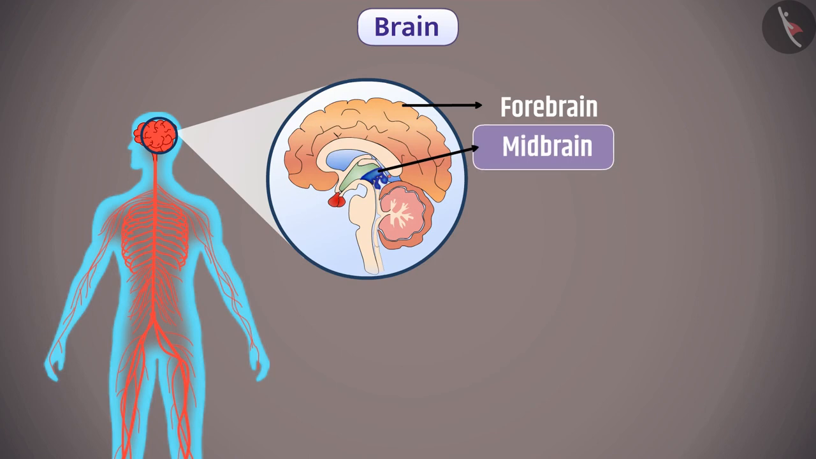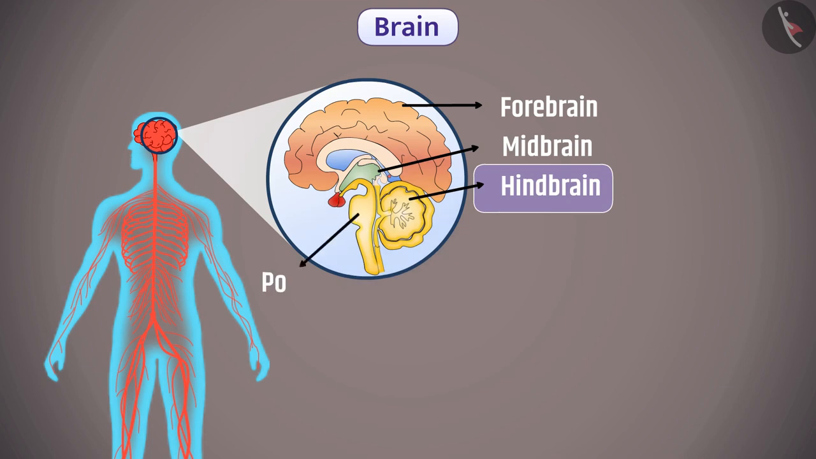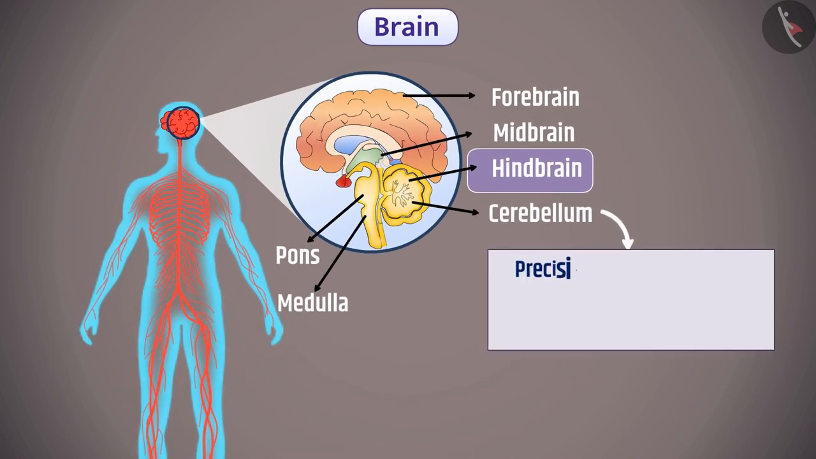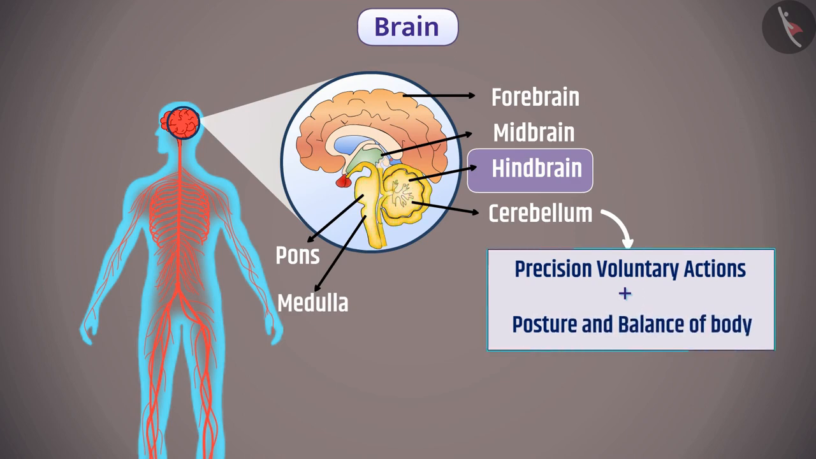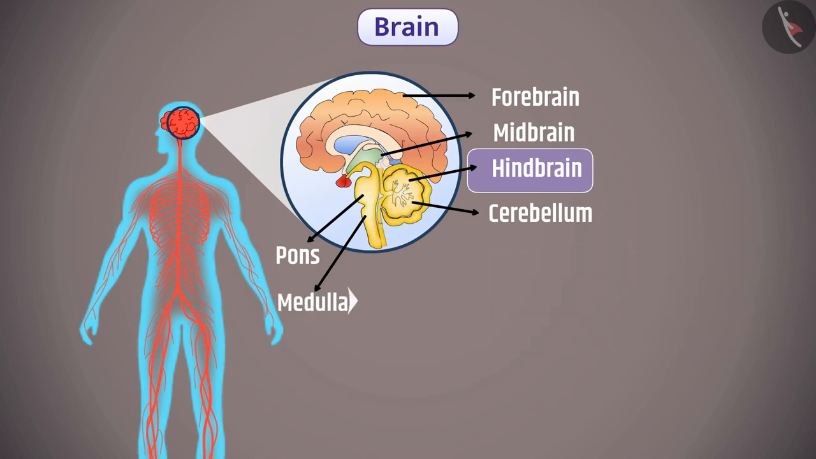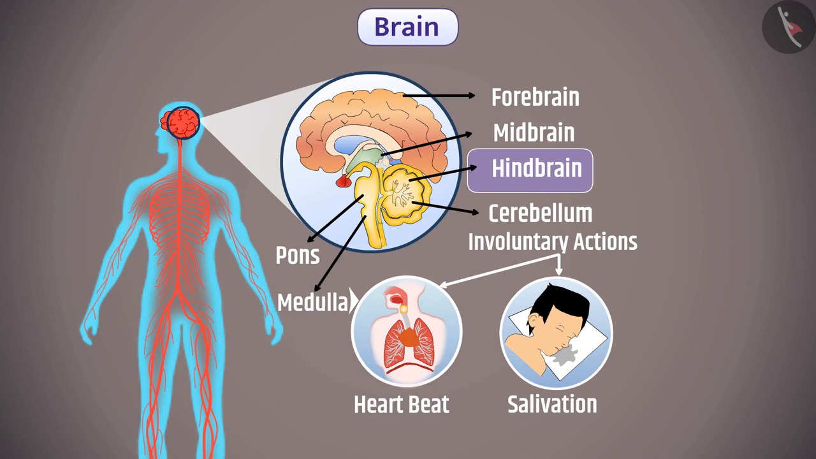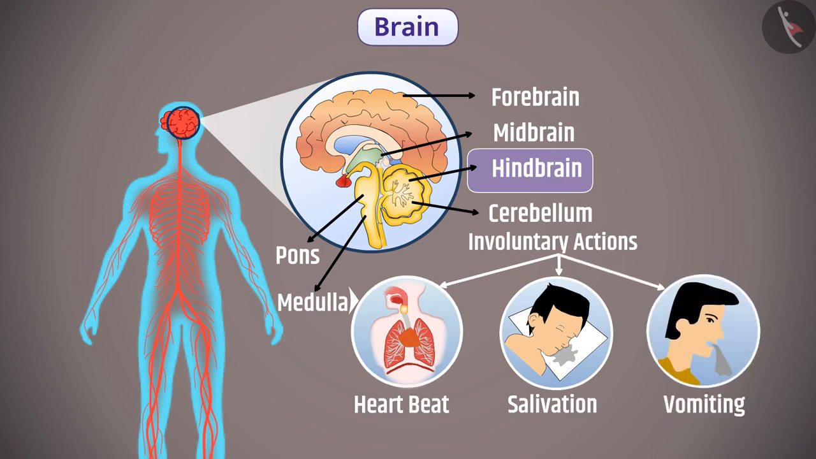The midbrain regulates involuntary actions in our body. These are not in our control. The hindbrain is made up of the pons, medulla, and cerebellum. The cerebellum controls the precision of voluntary actions and the posture and balance of the body. And the medulla controls all the involuntary actions like heartbeat, salivation, vomiting, etc., which are not in our control. The spinal cord is present below the medulla.